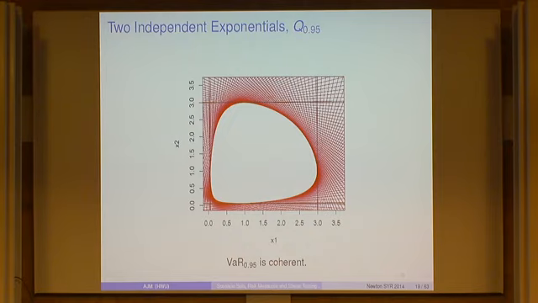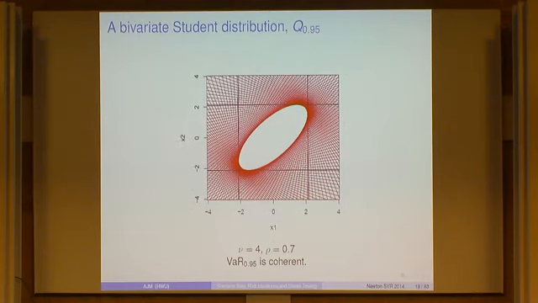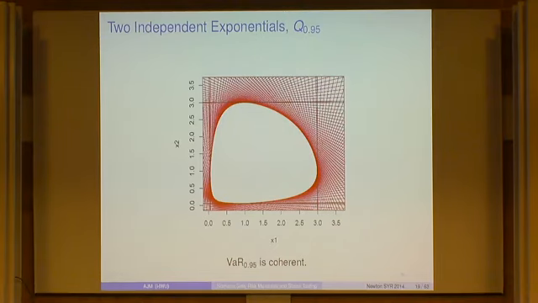But here, x1 and x2 are two independent standard exponential random variables. So two independent standard exponentials. And I do the same construction, Q 0.95. Obviously, I don't get something which looks like an ellipse. Here I get something else. I've written that VAR at the level of 95% is coherent for linear combinations of two independent exponential risks. And I know that from inspection of the picture.